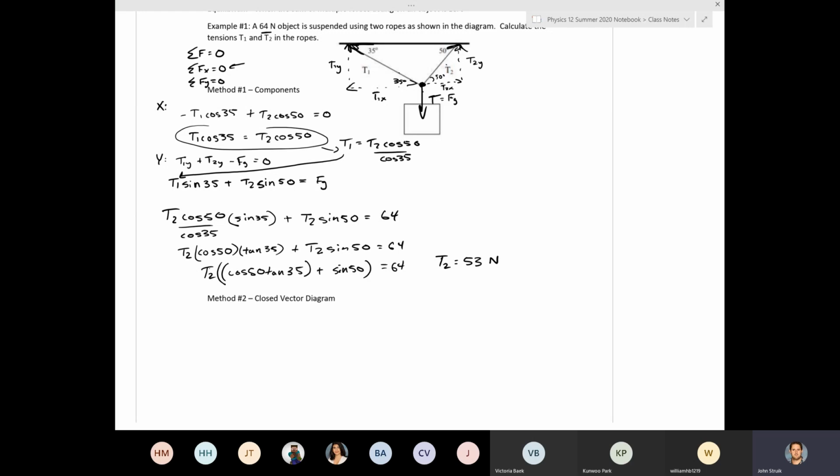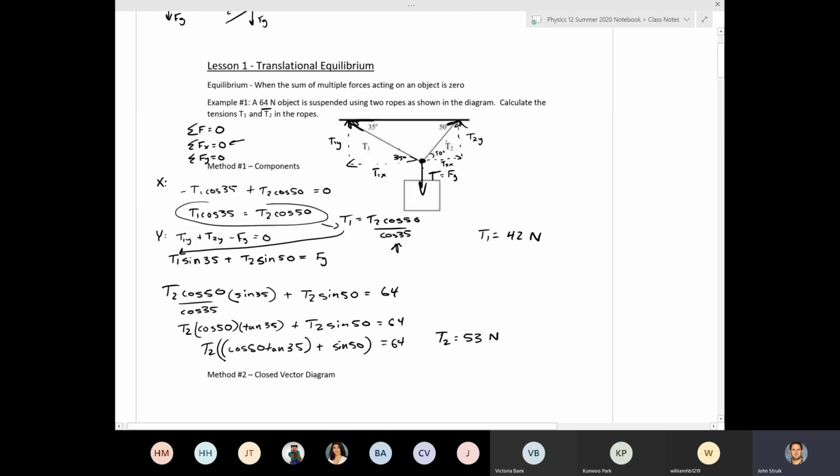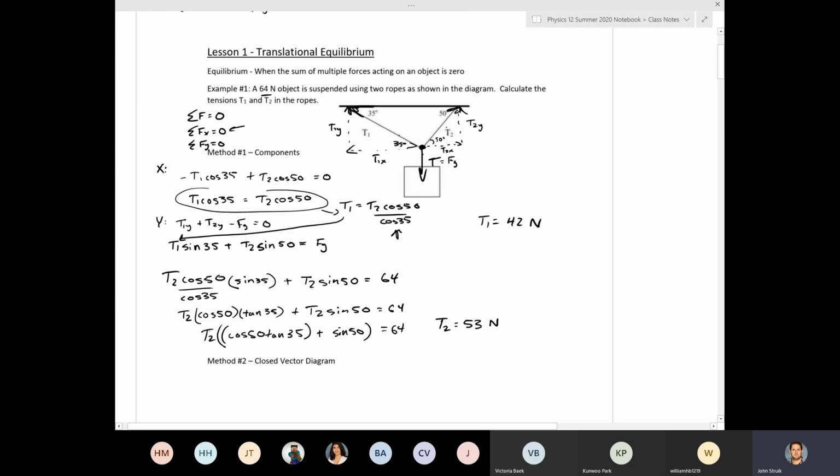Okay, so then once we have that, we can just plug that into the first equation. So T1 will equal T2, so 53 cos 50 divided by cos 35, which is 42 newtons. So I'm just plugging the 53 back into this equation right here to get my T1. It's not easy by any means.